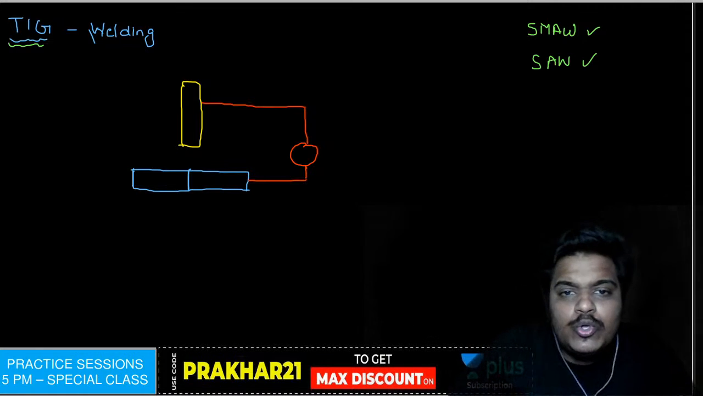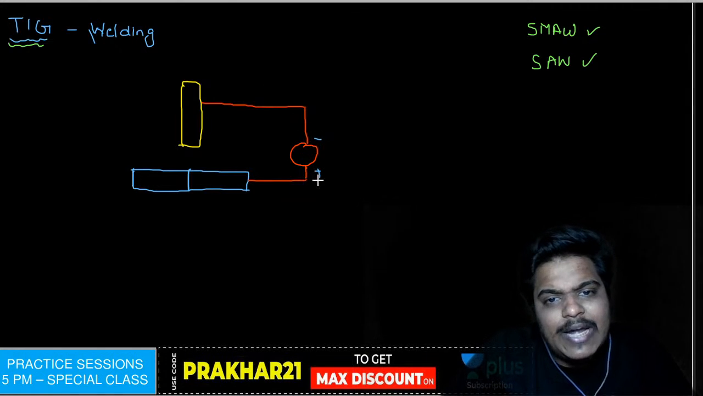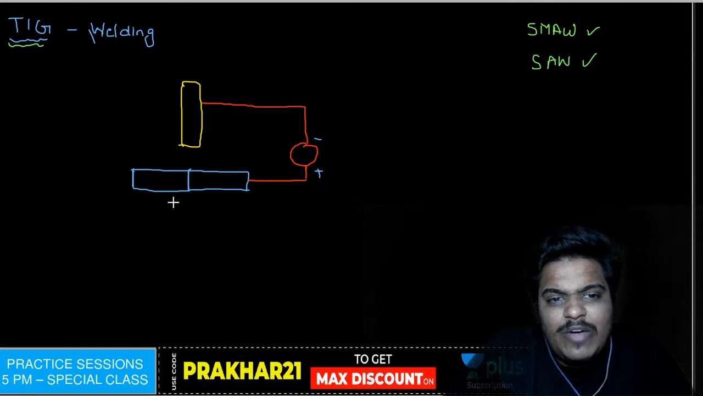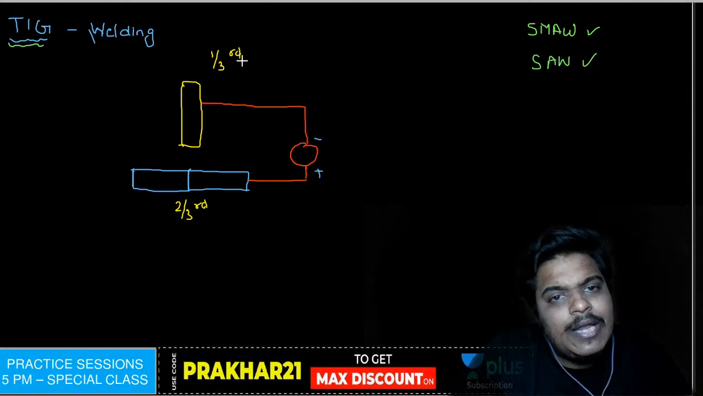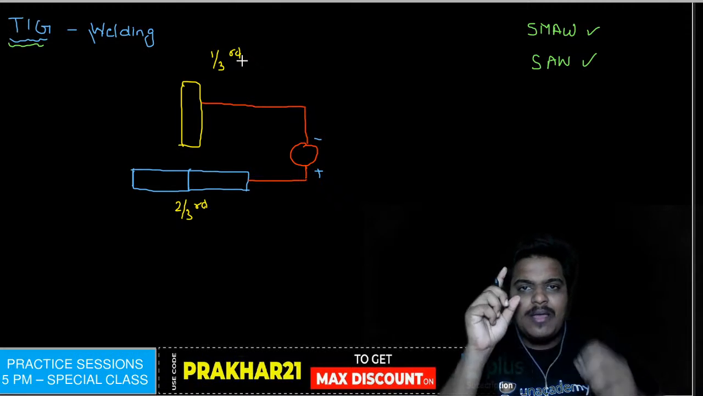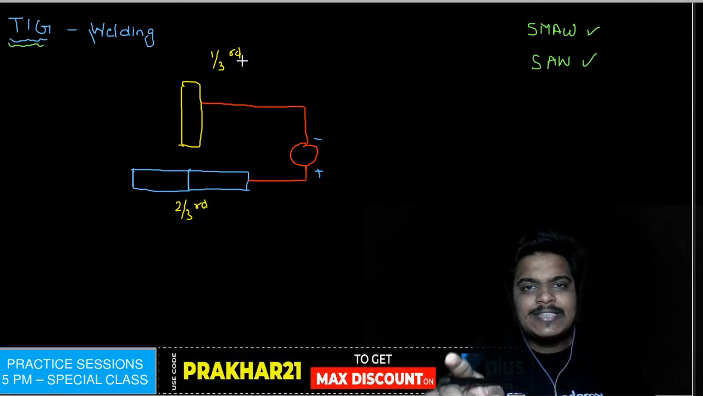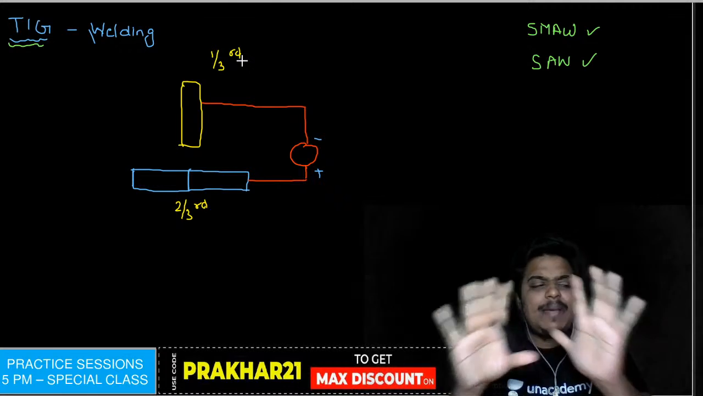Yes, you usually connect the electrode to the negative terminal and the workpiece to the positive terminal. Why? Because the positive terminal will have 2/3 of the total heat and the electrode will have 1/3 of the total heat. And actually we want to melt this workpiece because for welding, melting is required. For melting, heat is required. More heat is given when we make the workpiece the anode. Yes or no? So this is the basic setup.